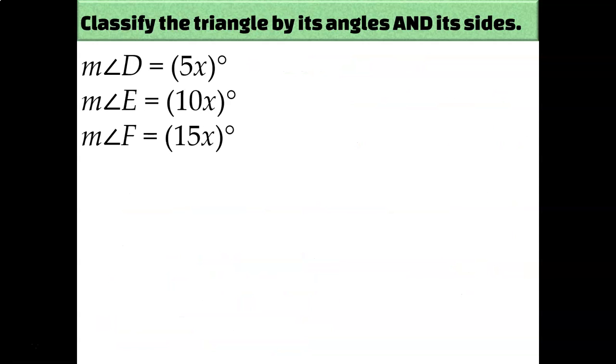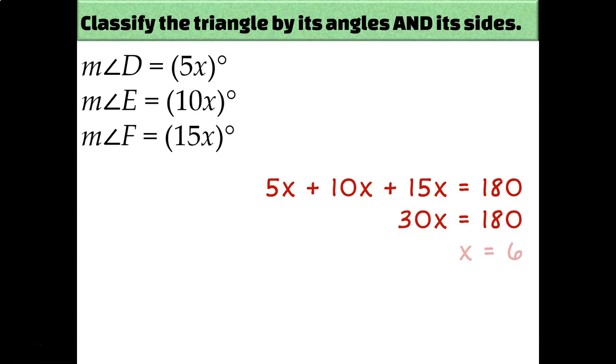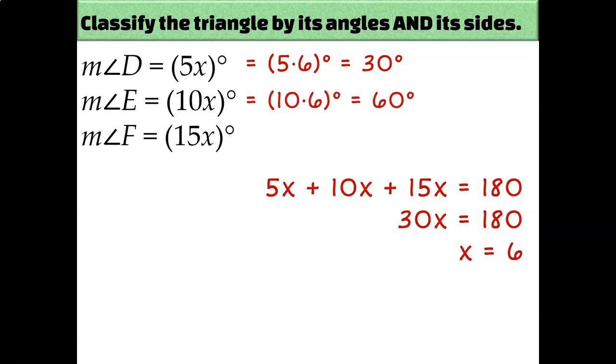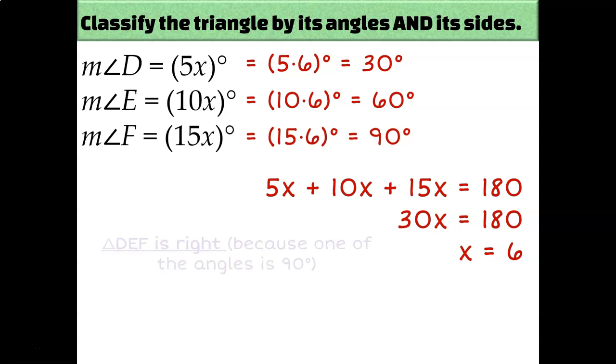So let's try that again. We're going to add the three angle measurements together and set it equal to 180 and get an answer for x. So then I'll take x and plug it in. 5 times 6 is 30, 10 times 6 is 60, and 15 times 6 is 90. This time I got three different angle measurements. And one of those angle measurements was 90 degrees. So that means that triangle DEF is a right triangle because one of its angles was 90.